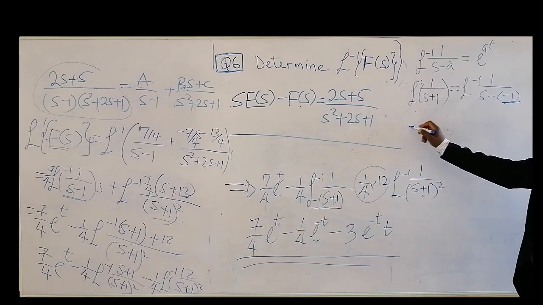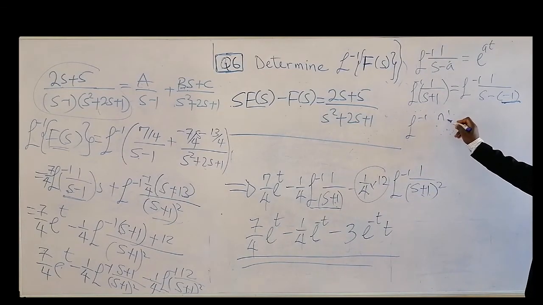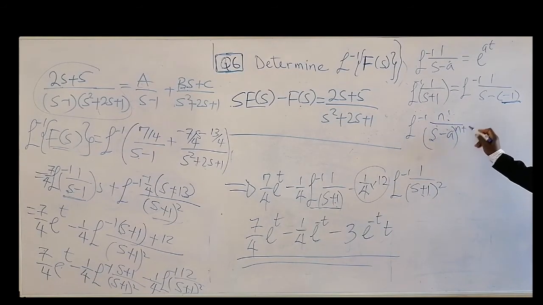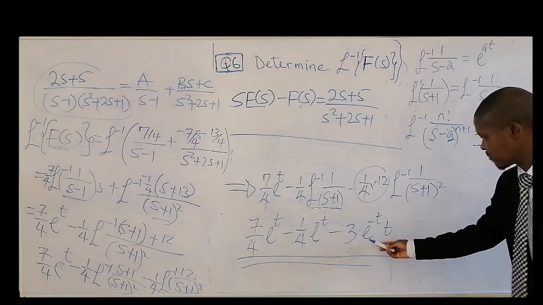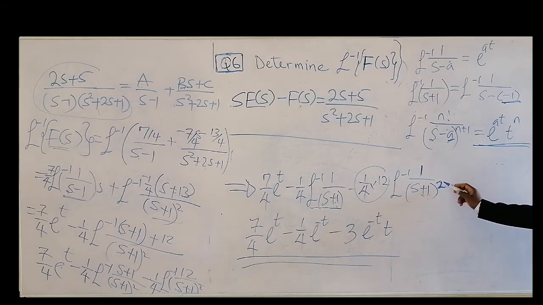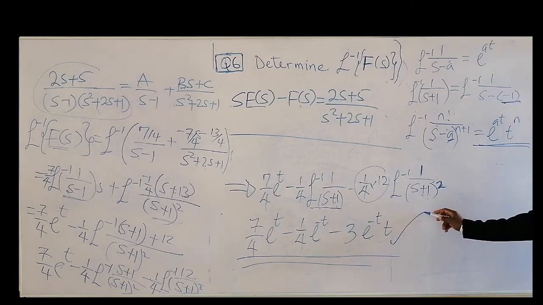And then for this one, there's also a table. There's a table that says that inverse Laplace of n factorial all over x minus a to the power n plus 1 is equal to exponential to power a t times t to the n. So it's just a table, and that's what I use in this place. And that's what I use here. The n is what? The n is 1. And the power here must be n plus 1. So 1 plus 1, that's 2. So that is that on this question.